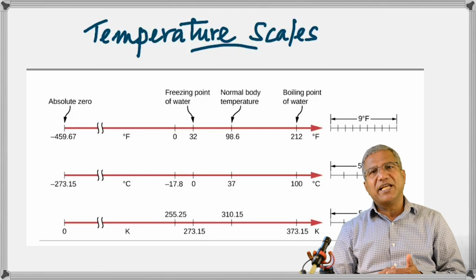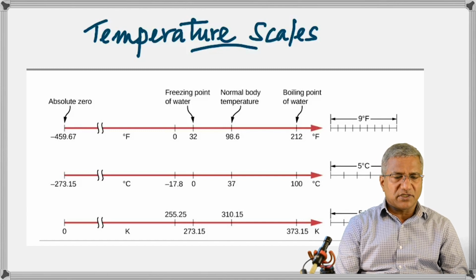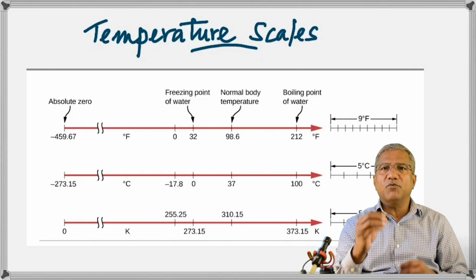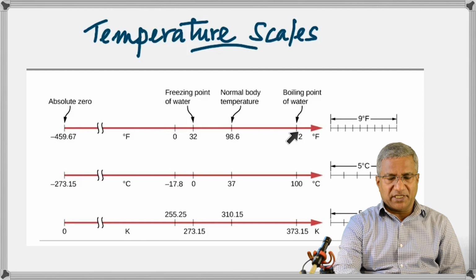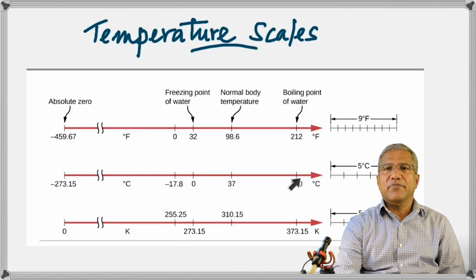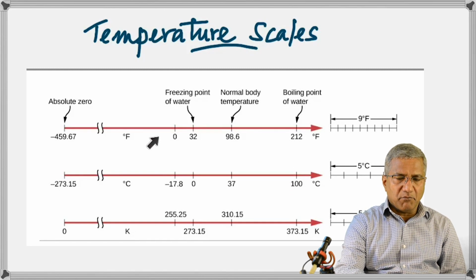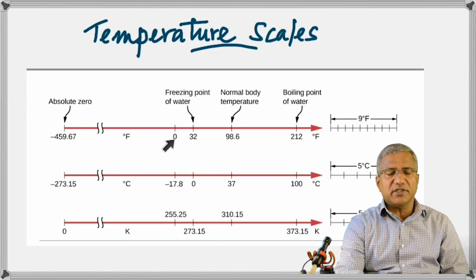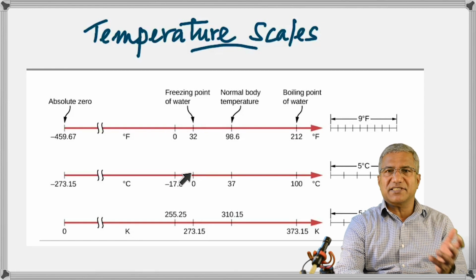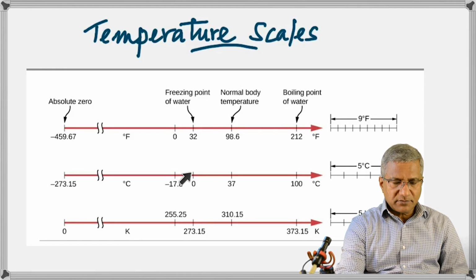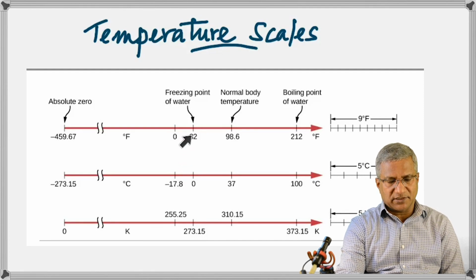But we also need to know how to change from Fahrenheit to Celsius, right? Just to start off, the boiling point of water is 212 Fahrenheit, but that's 100 degrees Celsius. And the melting point of ice, or the freezing point of water, is 0 degrees Celsius, but that is 32 Fahrenheit.